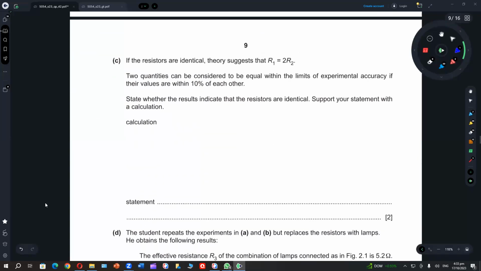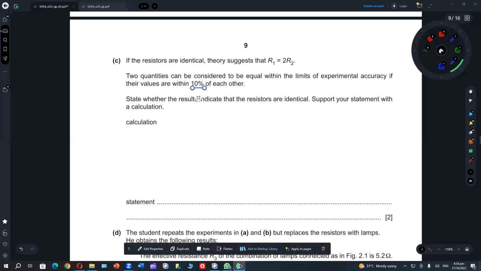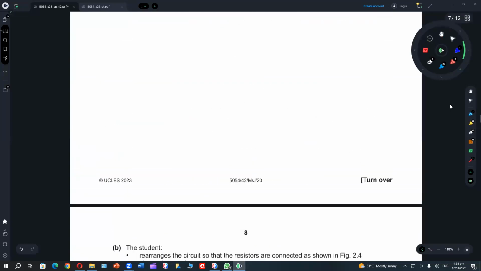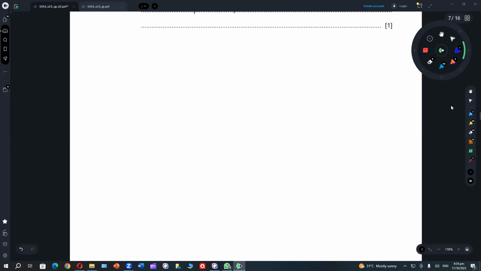If the resistors are identical, theory suggests that R1 should be equal to 2R2. Two quantities can be considered to be equal within the limits of experimental error if their values are within 10% of each other. This is called tolerance level. State whether the results indicate that the resistors are identical. Support your statement with a calculation. What was our R1? R1 was 6.30.